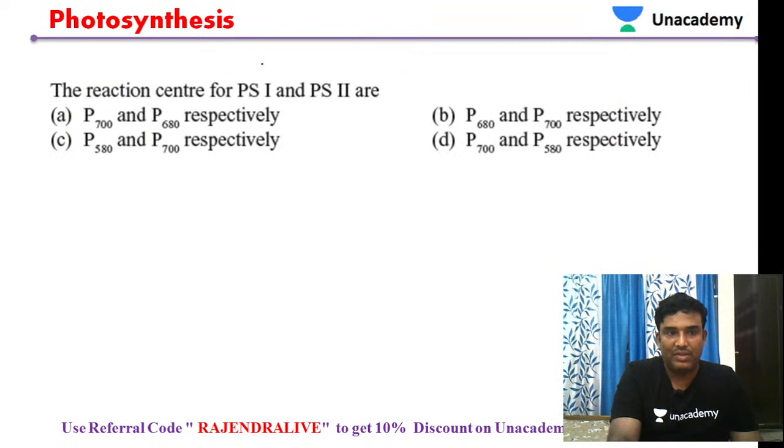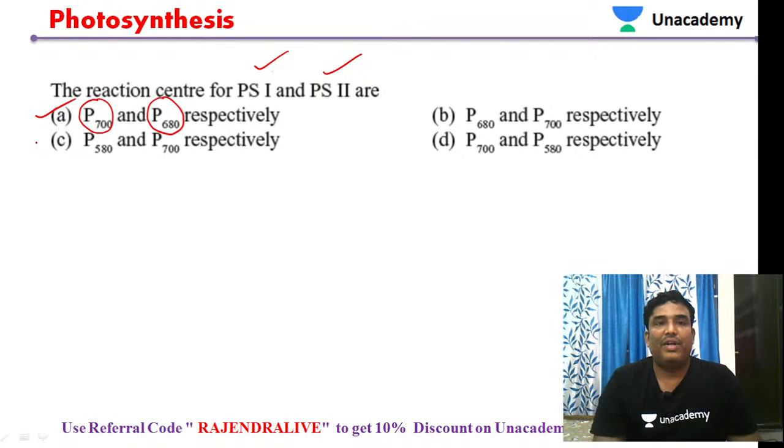Next, the reaction center photosystem 1 and photosystem 2. So what is photosystem 1? P700 is photosystem 1, and photosystem 2 is P680. So option A will be the answer. The reaction centers for photosystem 1 and photosystem 2 include P700 and P680.